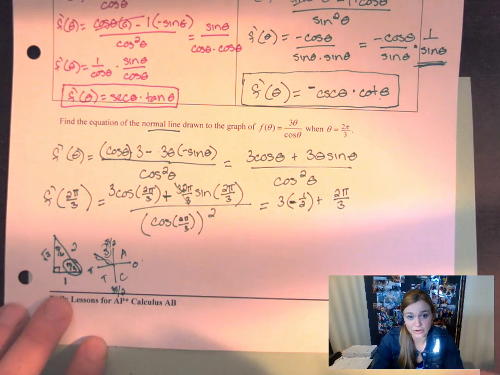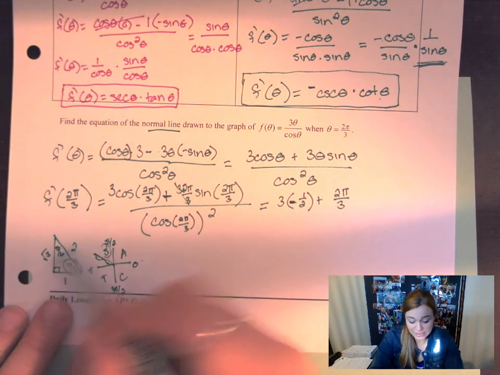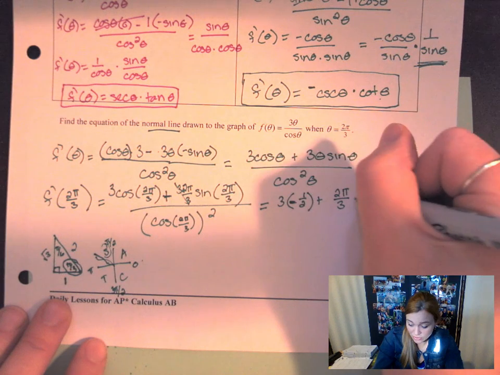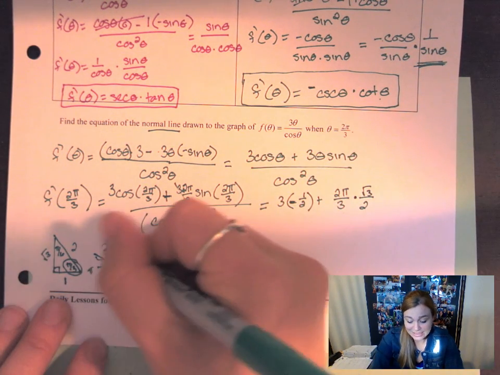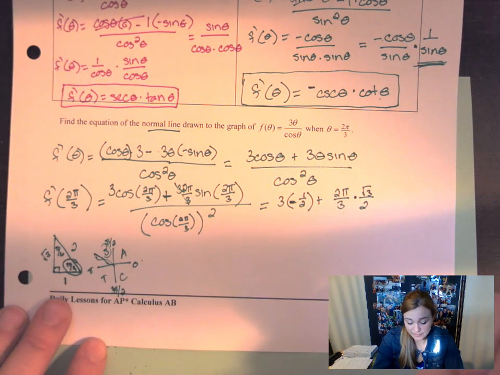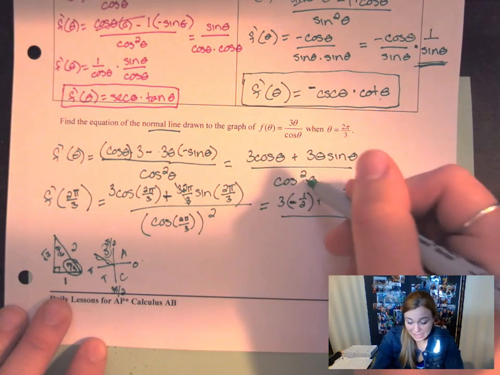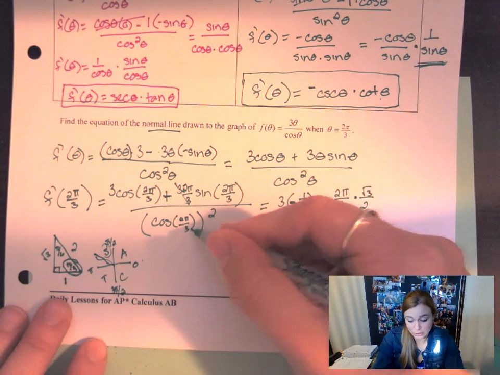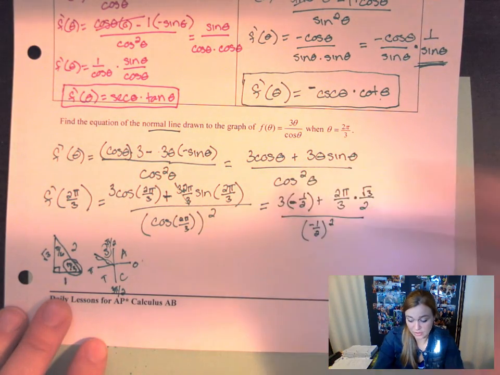Sine of 2 pi over 3. So I'm going to do the same thing. I'm using pi over 3 as my reference angle. Now I'm going to say opposite over hypotenuse, and I get square root of 3 over 2. I can see sine is positive in that quadrant, because again, it's 2/3 of the way to pi. So this stays positive. Cosine of 2 pi over 3, we just found out it was negative 1/2, and then I would square it.